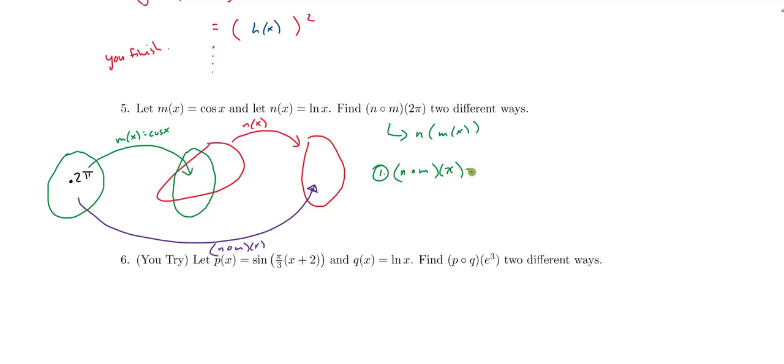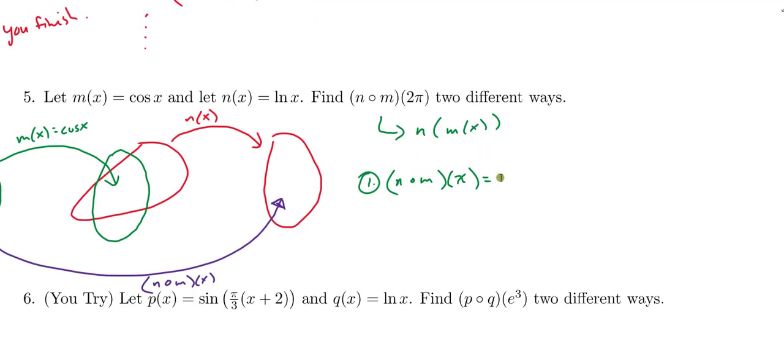What does this mean? By definition, it means to take n of m of x. So I'm going to take the function n of x, which is my outer function. That's the natural log of my independent variable. And in place of my independent variable, I'm going to put the function m of x. Well, that is the natural log of, what is m of x? It's the cosine of x. So there I've taken the composition of these two functions.